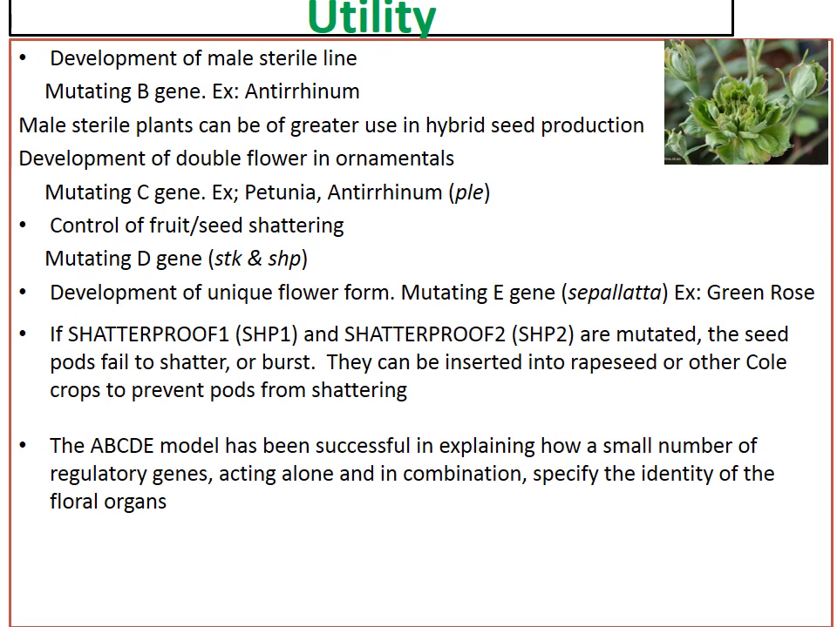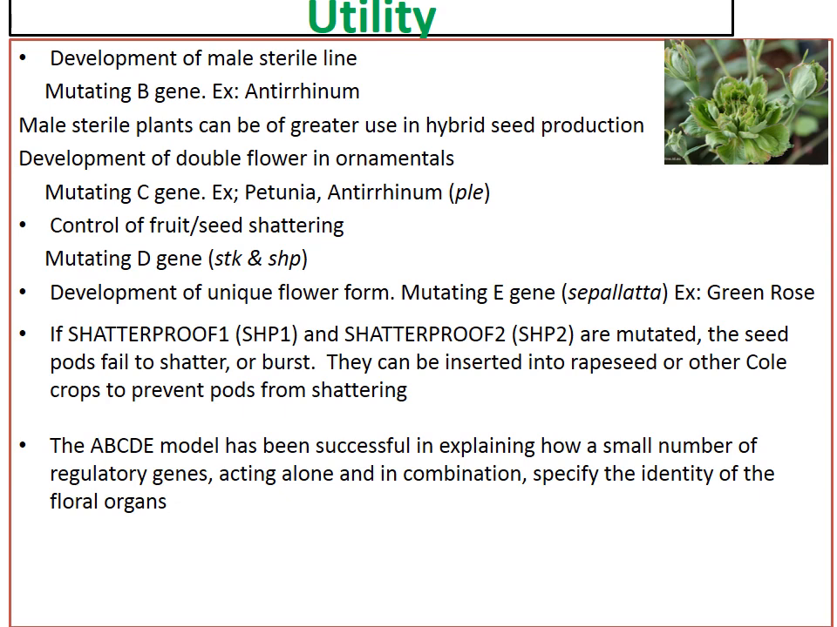Utility of the flower development model. Development of a male sterile line, that is mutating B genes in Antirrhinum majus. Male sterile plants can be of greater use in hybrid seed production. Development of double flowers in ornamentals: mutating C genes, for example in Petunia and Antirrhinum, we can get attractive petal-type flowers and double the size of the flower, like natural flowers.